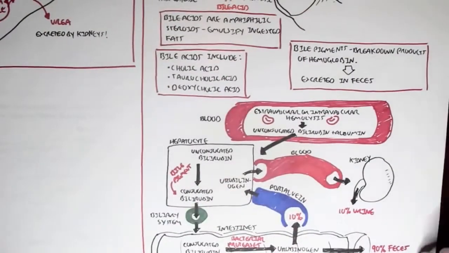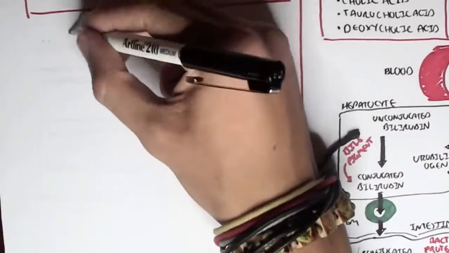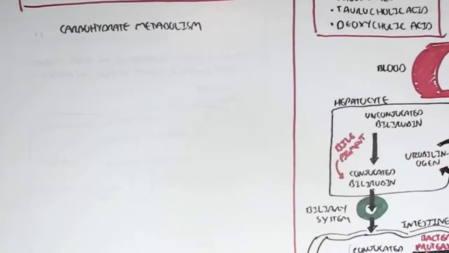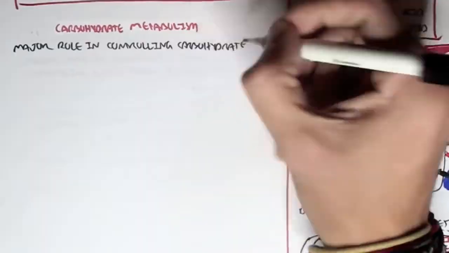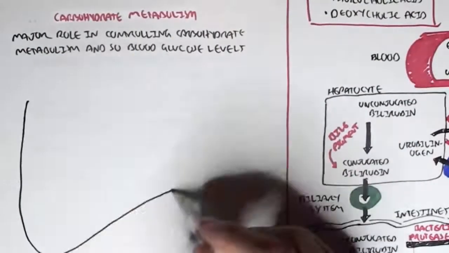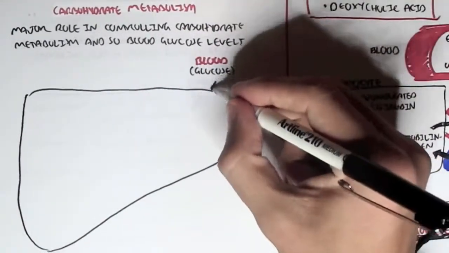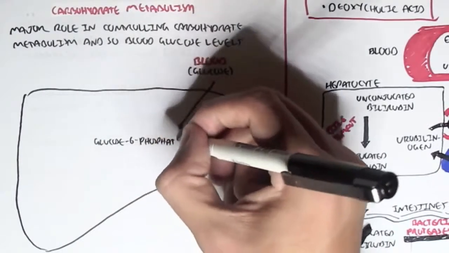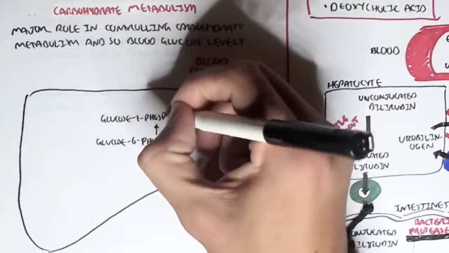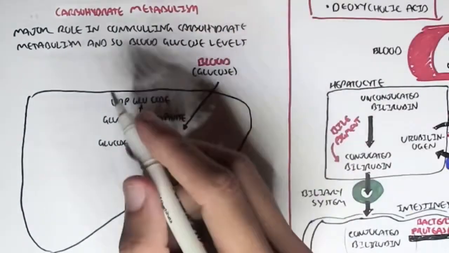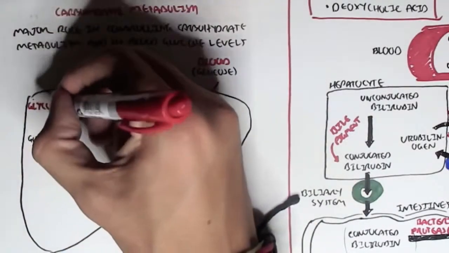Now, the other function the liver does is that it also performs carbohydrate metabolism. Very important. You can also watch this in my biochemistry videos, but we'll just look at it in an overall picture here. So the liver has a major role in controlling carbohydrate metabolism, and so blood glucose levels as well. So for example, after we eat, glucose will get absorbed by the liver, where it'll get converted to glucose 6-phosphate, then glucose 1-phosphate, and then UDP glucose, and then it will get converted to glycogen. This whole process is known as glycogenesis, the synthesis of glycogen.